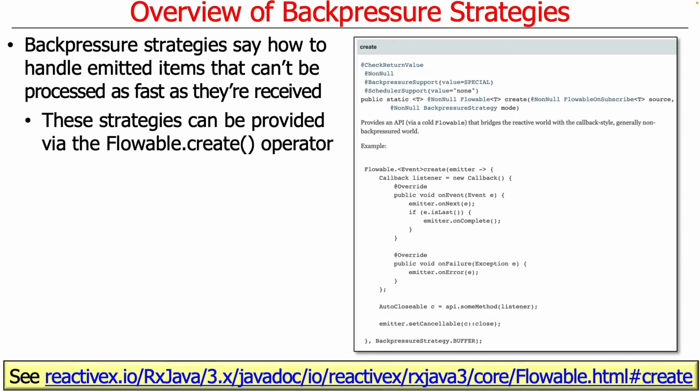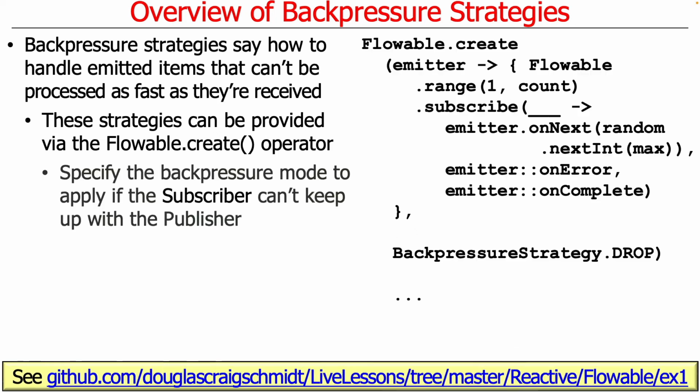These strategies can be provided using something called the Flowable create factory method operator. We'll talk more about Flowable create here in just a second, but that's what can do this. And this will allow you to specify the back pressure mode or strategy that will be applied if the subscriber can't keep up with the publisher. So you can take a look at the EX1 project in my Reactive Flowable folder in my LiveLessons repository to see an example. We'll walk through this example later.